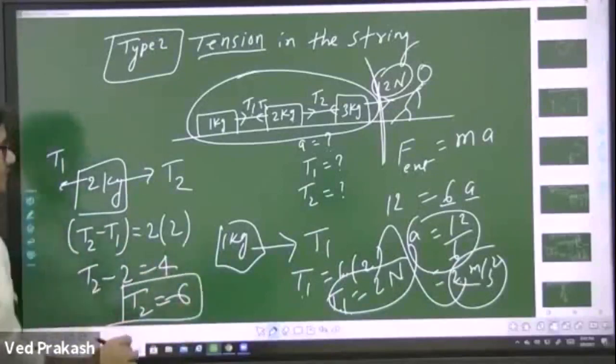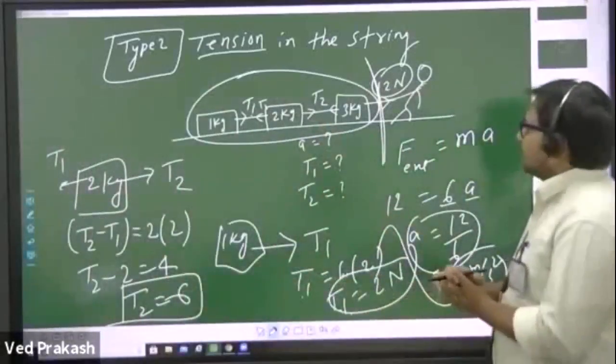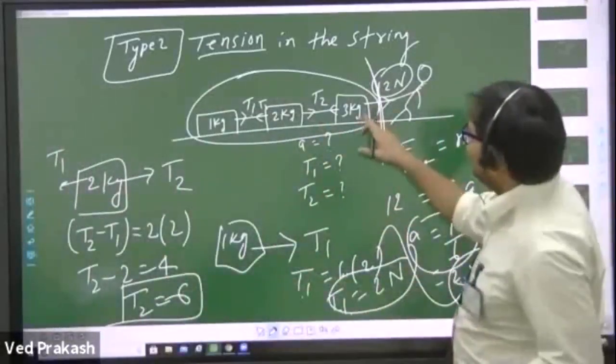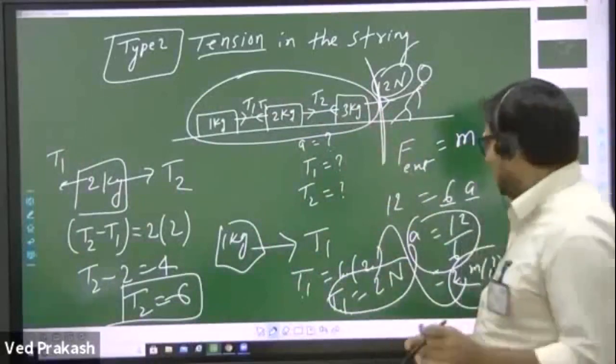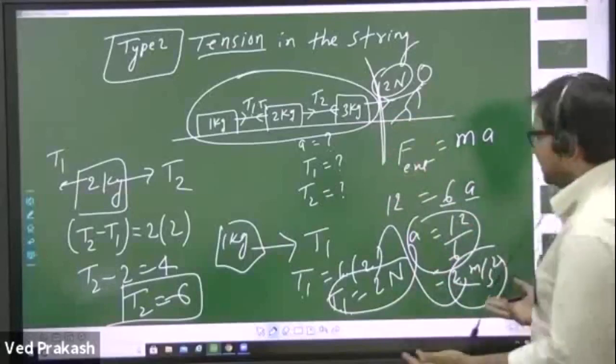So T2 is 6. You can also find this value of T2 by drawing the free body diagram of the 3 kg object, right? So you can solve this numerical that way.